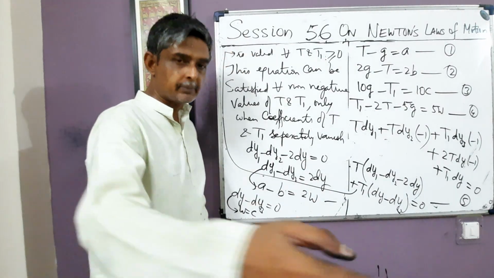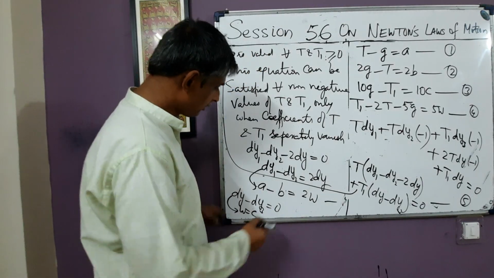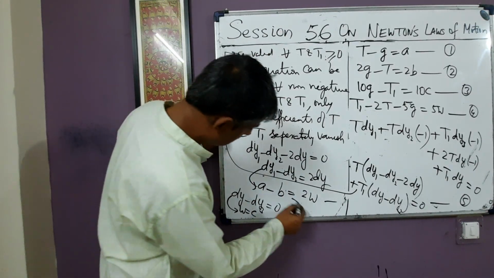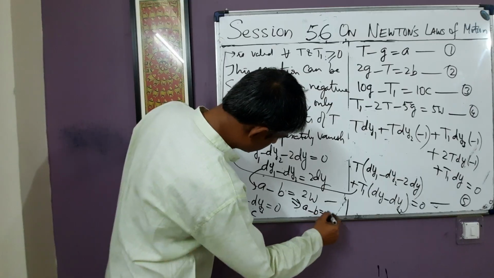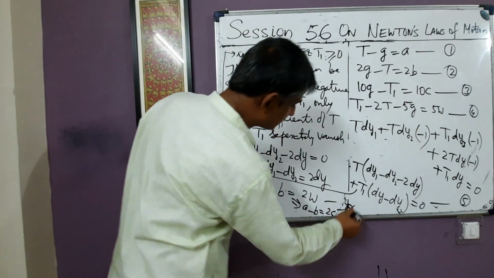Alright, this I proved separately from this equation. I proved W is equal to how much? C. So now we get A minus B equal to 2W and W equal to C, meaning A minus B equal to 2C. So this is the fourth equation, the last equation.